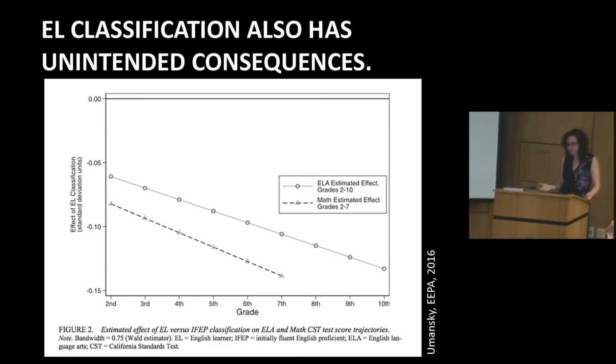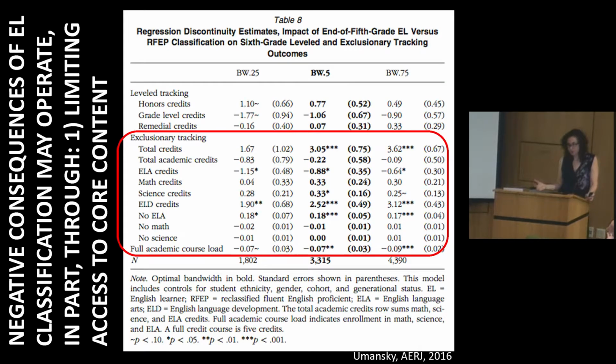If EL classification is intended as a shield to protect students and to ensure fair and appropriate treatment, why are we seeing that classification itself is actually hurting students, at least those students at the margin in this school district? And so I'm going to show you a few different things of what I think are some of the mechanisms that are emerging in the literature as to why this may be happening. And the first, which also speaks to some of the work that Ken was just showing, has to do with EL classification as potentially limiting access to core content.